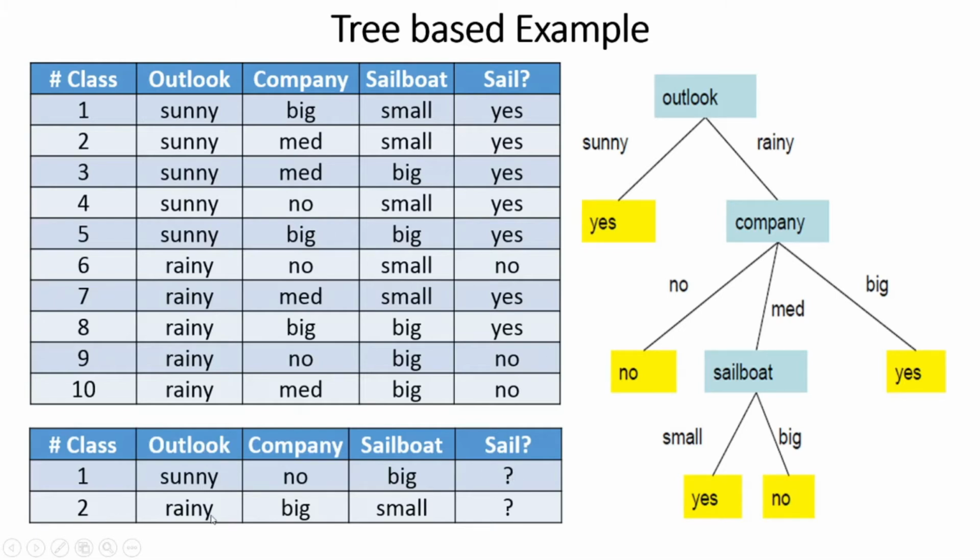Similarly, if the outlook is rainy and the company is big and the sailboat is small, you can observe output rainy, company is big, then once again we should sail the boat. This is how a tree-based algorithm helps us to map our test data.